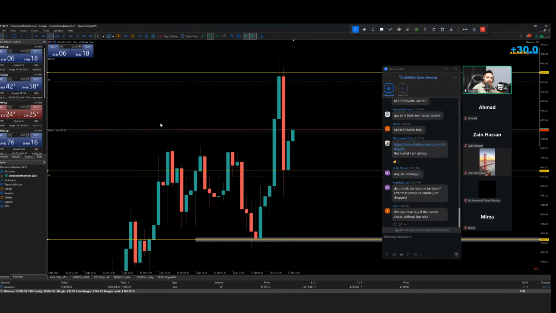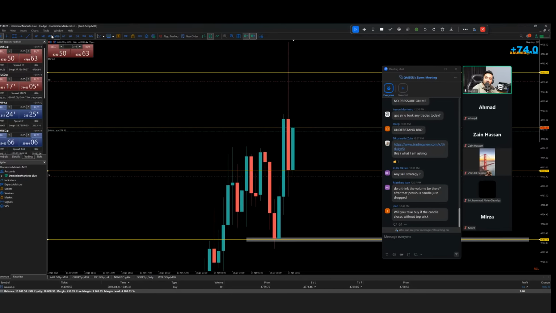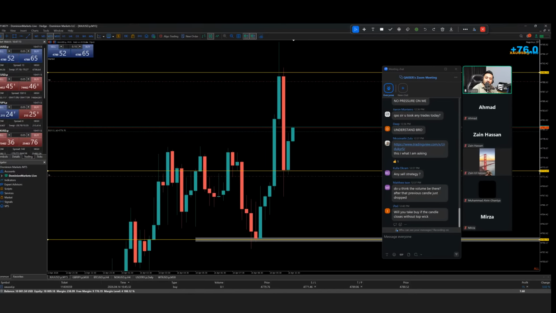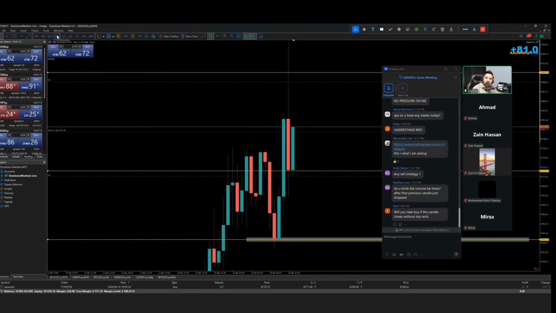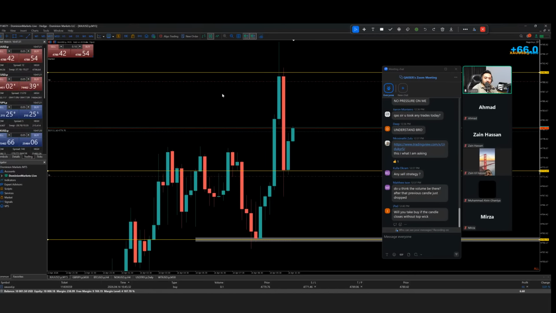So yeah, I'm waiting for the structure to be formed now. All I need is this candle to be continuously pushing upside, man. Come on, come on. This is the 30-minute support, but it's okay.